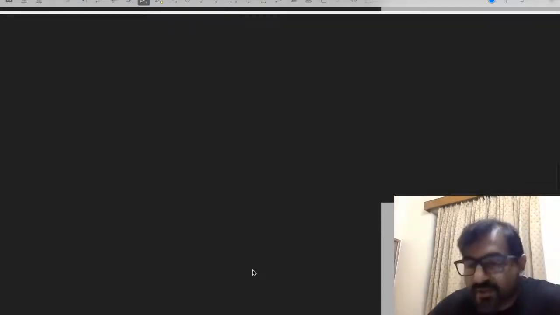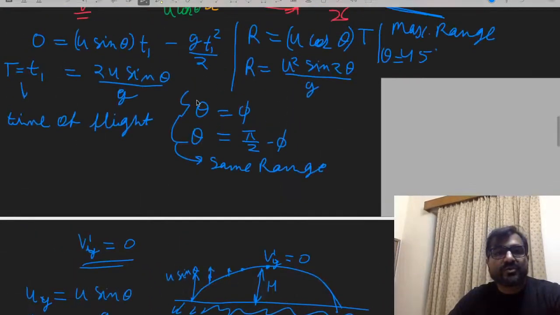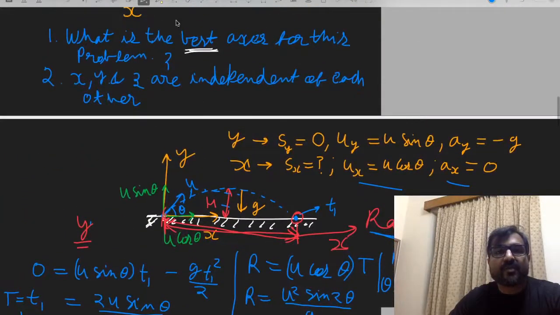So let's continue our discussion. In the last part, we talked about these things: that we need to choose axis according to the problem. What is the best axis for the problem? And x, y, and z are independent of each other, right?